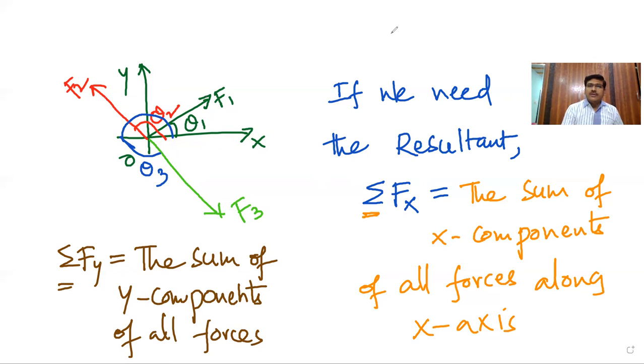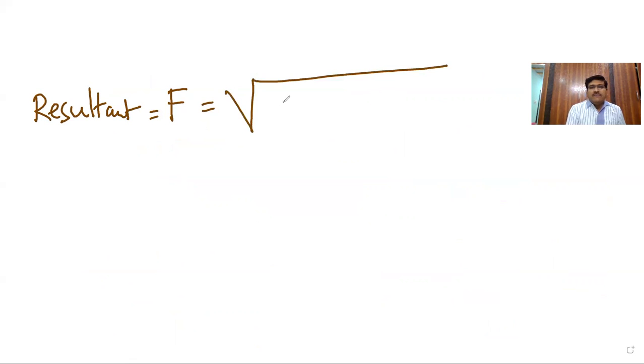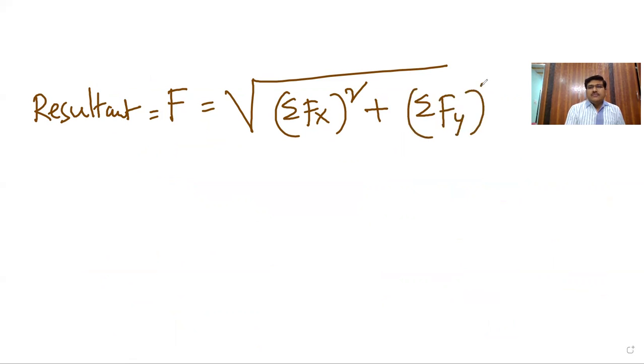Now, observe carefully. I need the resultant of all this. What is the resultant? F is nothing but the resultant force. Here I clearly write resultant F, which is equal to the square root of the sum of all the x components along the x-axis squared plus the sum of all the y components along the vertical axis squared. That will give the resultant.